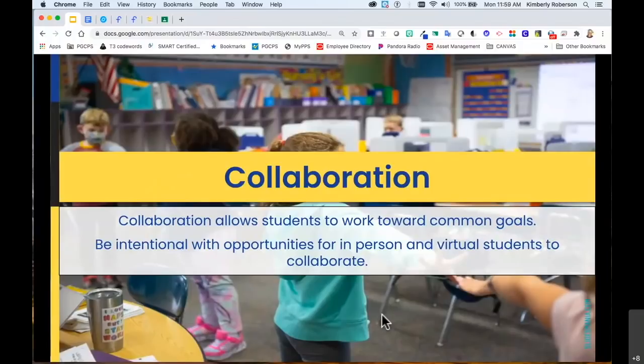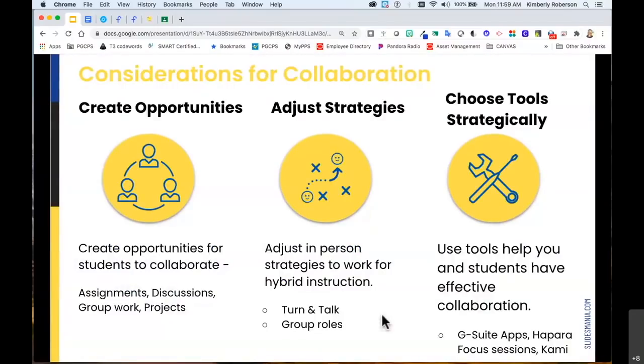Collaboration is an important part of the learning experience. So, when planning your instruction, be intentional with opportunities for all students to collaborate with each other and in multiple ways. What opportunities can you create for students to collaborate? Could this be through your assignments, discussions, group work, or projects?